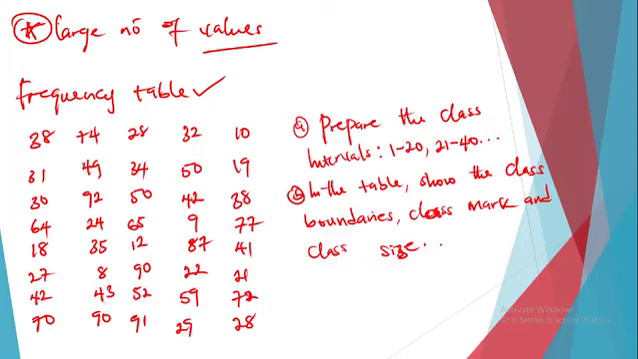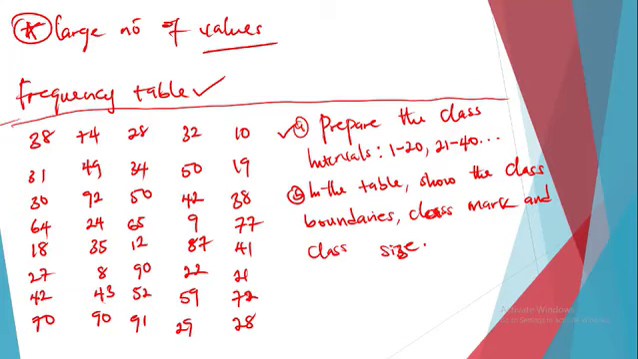We'll have a data here on the screen that we'll use in explaining the terms class mark, class interval, class boundaries, class size, and the rest of them. All these data are scored by 40 students in a class, and then we are asked to A, prepare the class intervals using 1 to 20, 21 to 40, and the rest of them. B, we are asked to show the class boundaries, class mark, and the class size in the table.